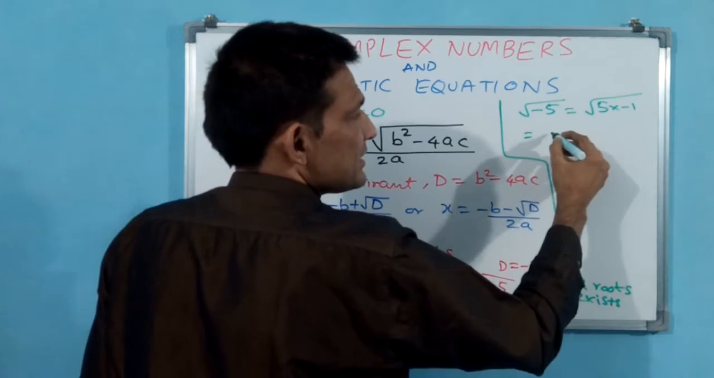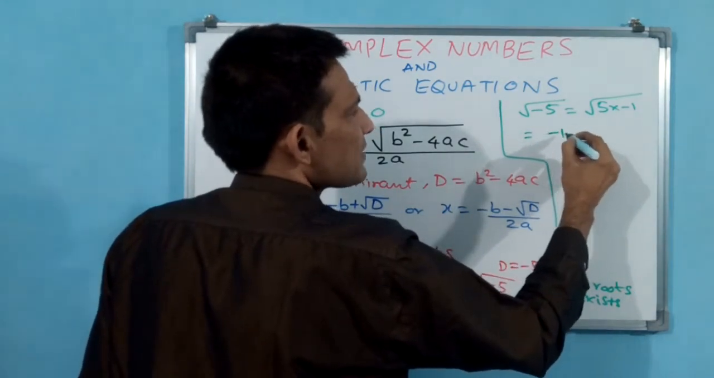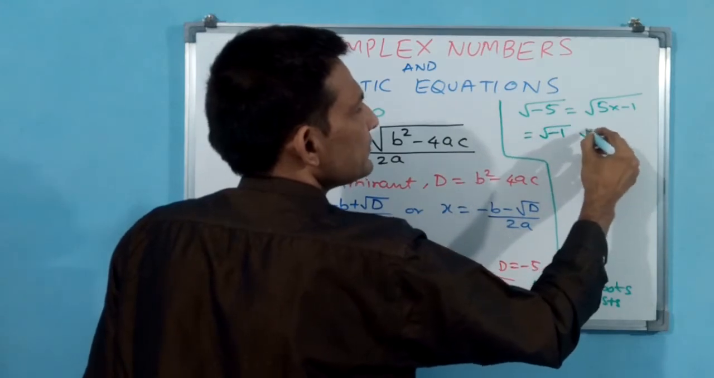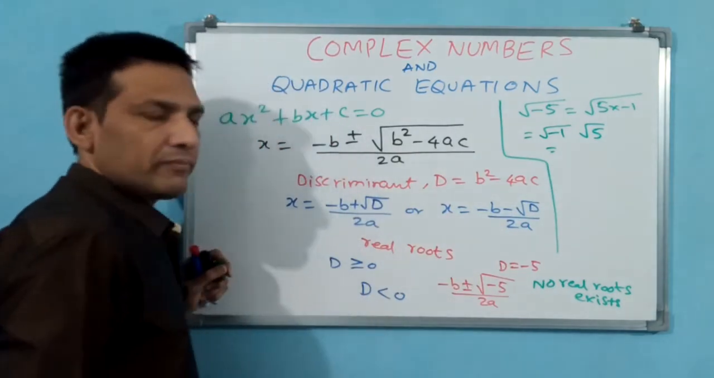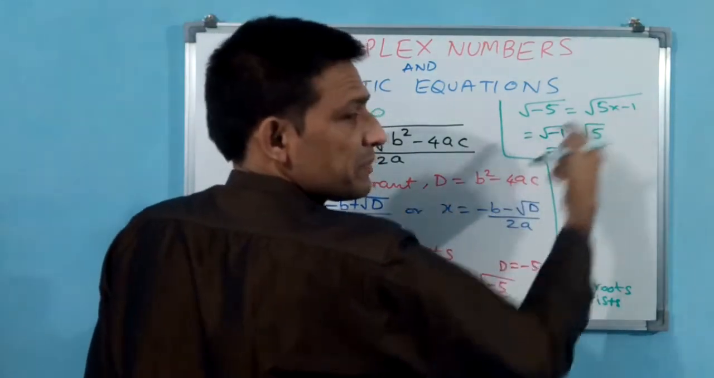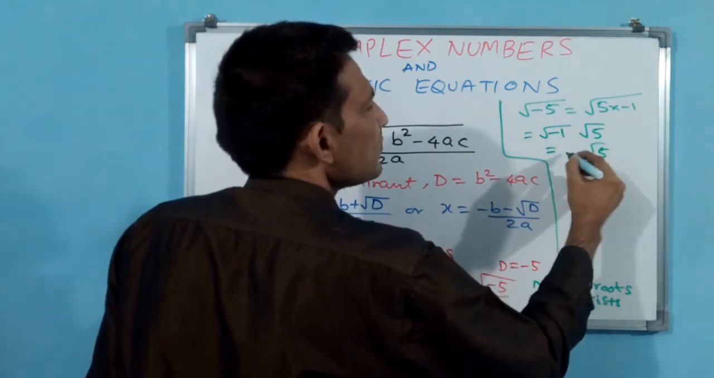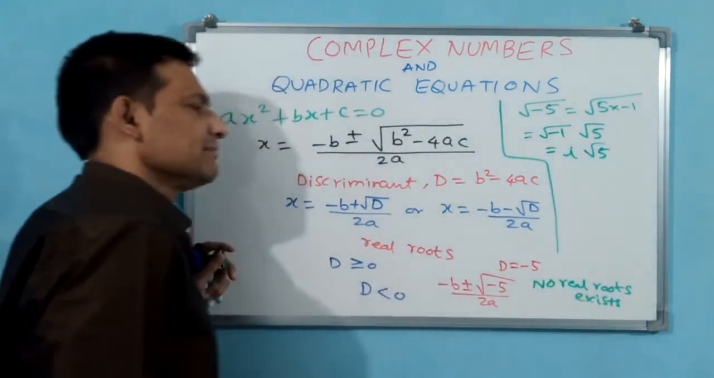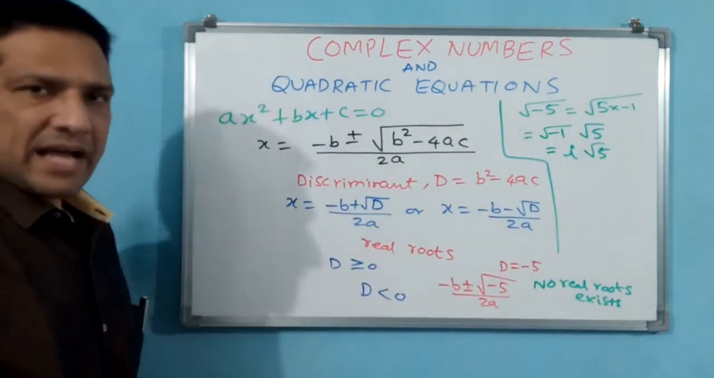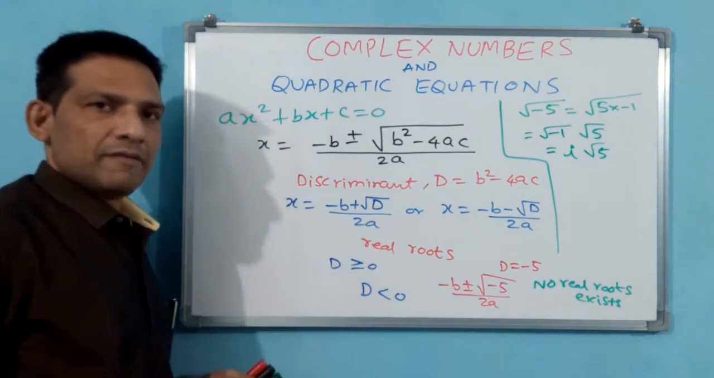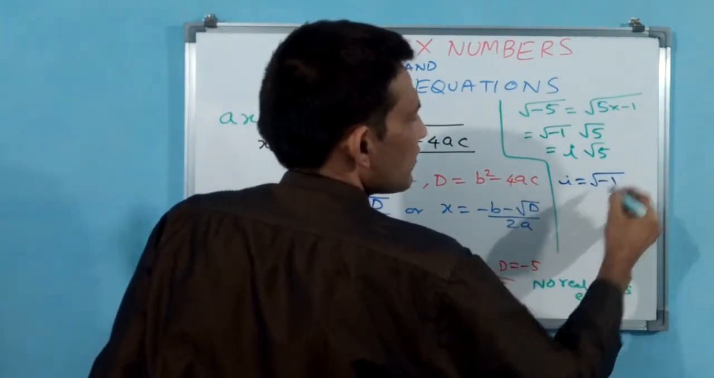Then I can write like this: square root of minus 1 into square root of 5. I can split it, because it is multiplication only. This is root 5 like this only, but square root of minus 1 I can write as i. That means i is equal to square root of minus 1.